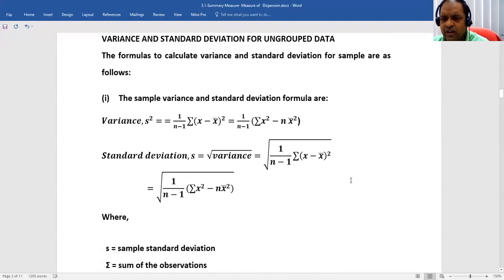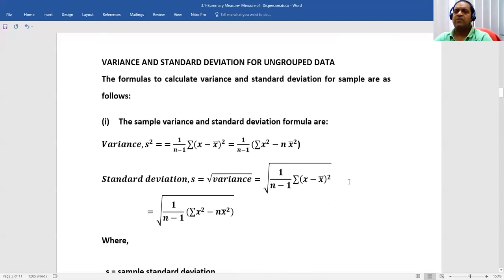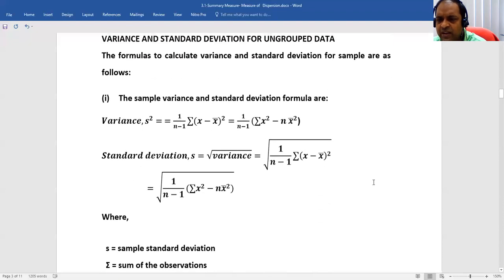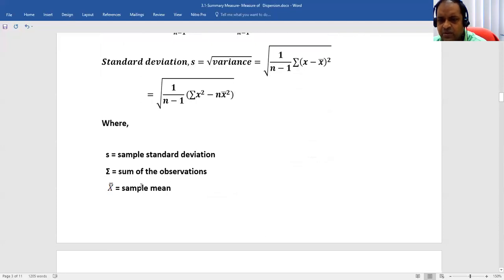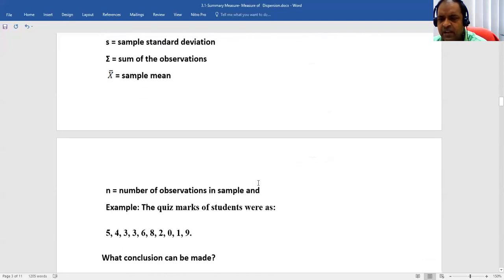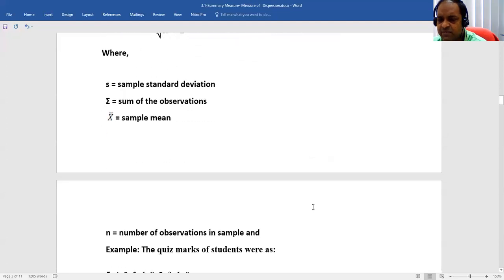So this is a formula. We know the data we calculate for the mean, median, mode, can be grouped data or maybe ungrouped data. So this is the formula for the ungrouped data, where data is not in tabulated form and has no frequency. This is the formula for the variance S square. This is a simplified form, and standard deviation is nothing but the square root of variance. Sigma, you know already, is the sum of the observations and x bar is the mean of the data, the sample mean.